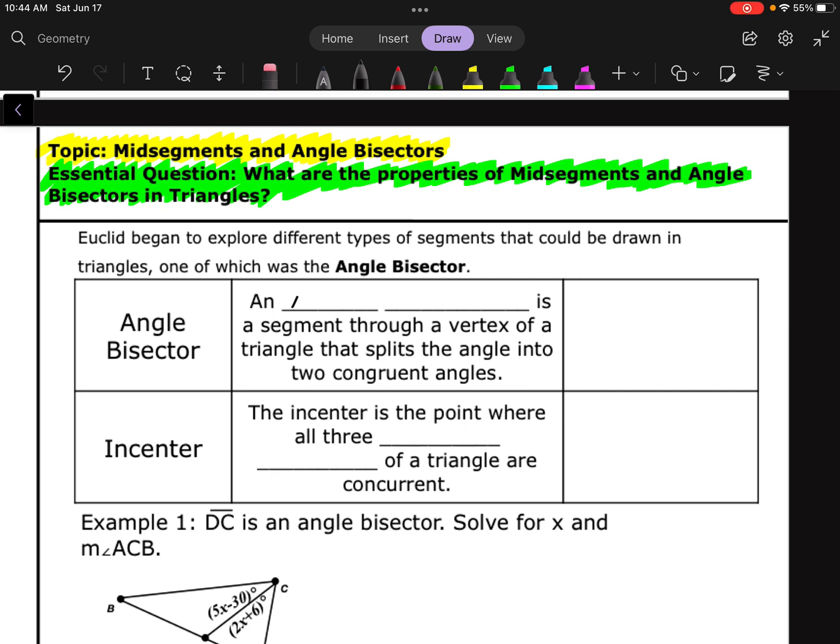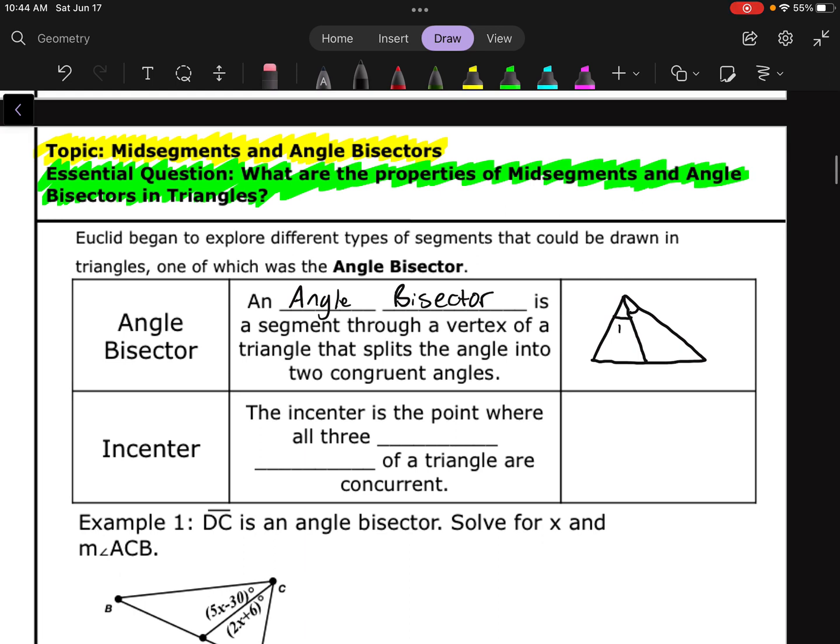So here's what it says. An angle bisector is a segment through a vertex of a triangle that splits the angle into two congruent angles. Now, triangles have three different vertices. That's the plural of vertex. And so if we draw a segment going through any of those vertices such that it splits that angle into two congruent angles, so we put the little arcs on them because it's congruent, that's an angle bisector.